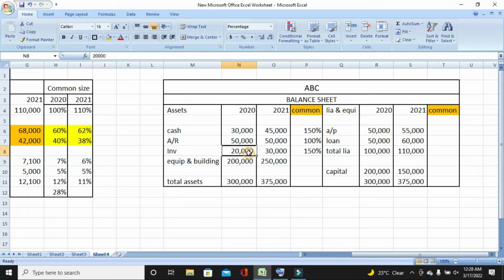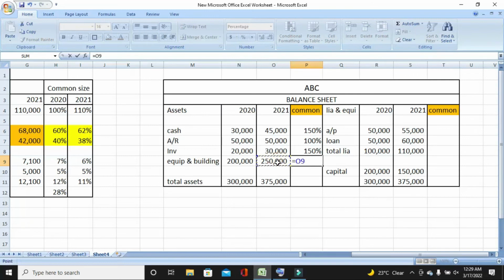That means during 2020 for making 100 rupees of sales we required 20,000 in our inventory, but now in 2021 for making 100 rupees of sales we required 30,000 in our inventory. So right now we are holding more inventory in 2021 if we compare it with 2020. Okay, let's see equipment and building.